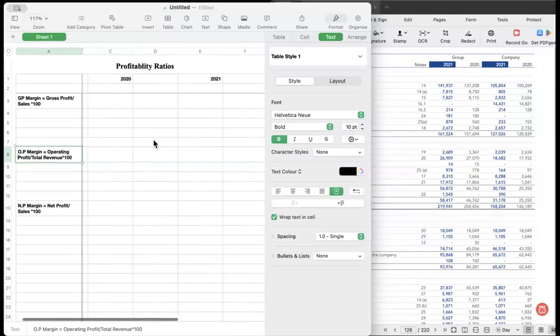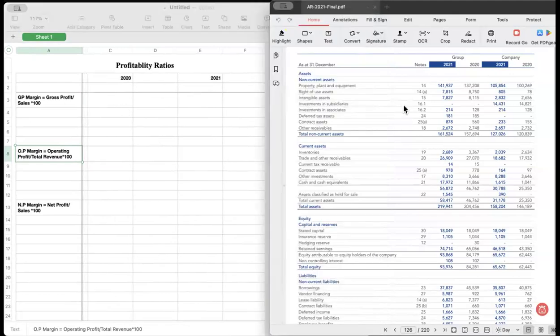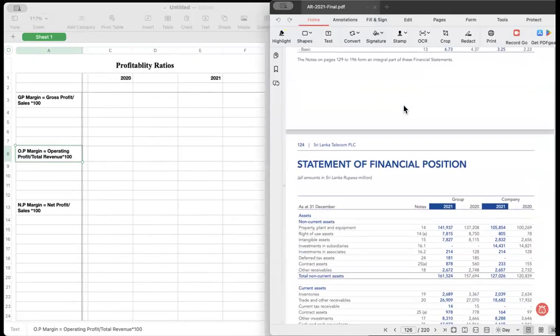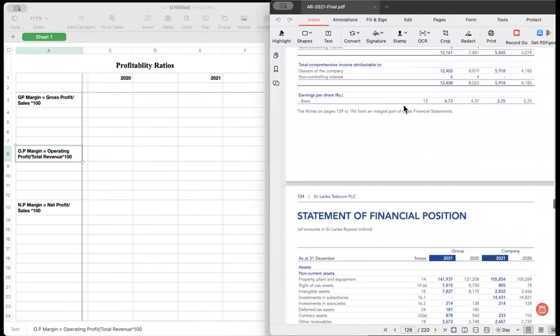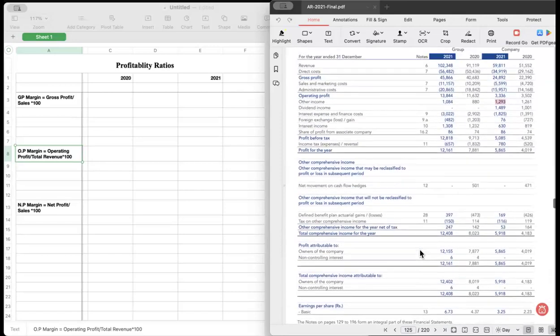Okay. So now let's calculate the gross profit margin. So here you are going to take the gross profit. Where do you find the gross profit? Anything related to profit, loss, expenses, income, it's in the income statement. Anything related to asset, liability, it's under financial position. Or you also call this the balance sheet, right? But in most annual reports, you will find the term statement of financial position. In accounting books, you might find the term balance sheet. It means the same.